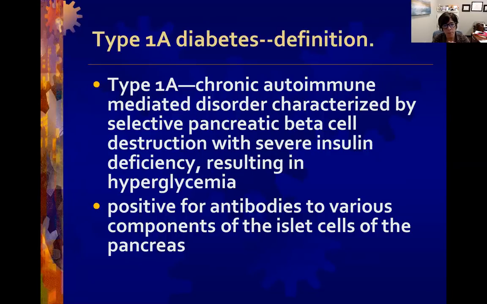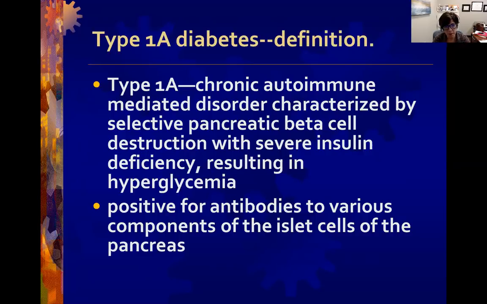So type 1 diabetes, remember there's type 1 and type 2. Type 1A is, there's actually different subcategories. I just put this here. I'm not going to quiz you on all the subcategories, but this is the most common, type 1A, and this is an autoimmune disorder. So it's characterized by pancreatic beta cell destruction with severe insulin deficiency.